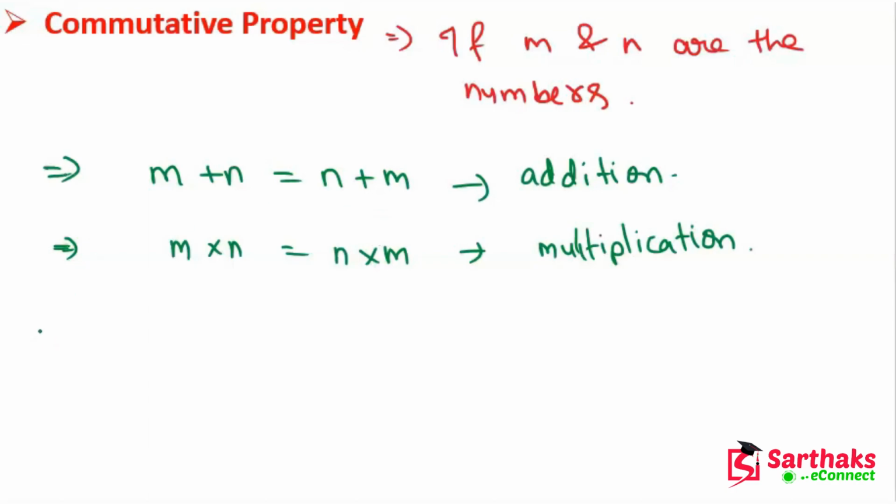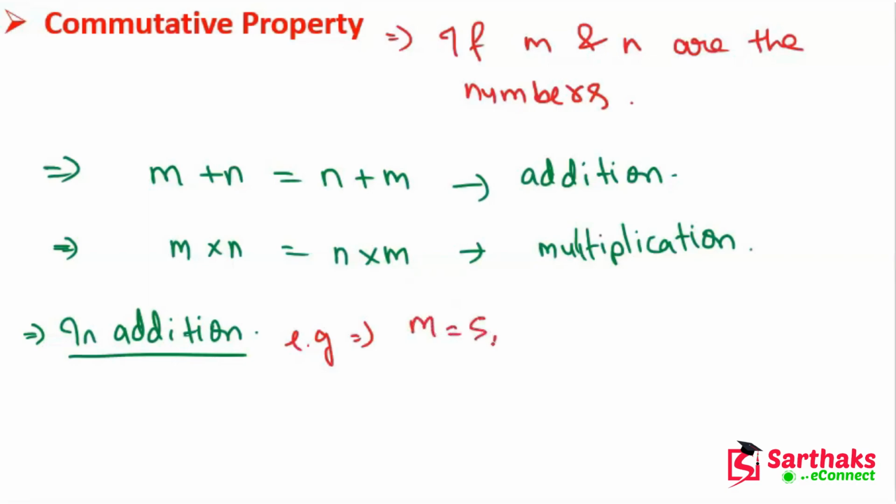Now let's take an example in addition. Let's suppose m is equal to 5 and n is equal to 3. They are real numbers. Now if we do 5 plus 3 or 3 plus 5, the result is always the same, which is 8. This is the case of commutative property. I hope you understand these things.